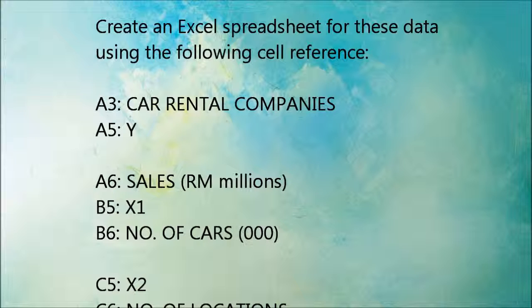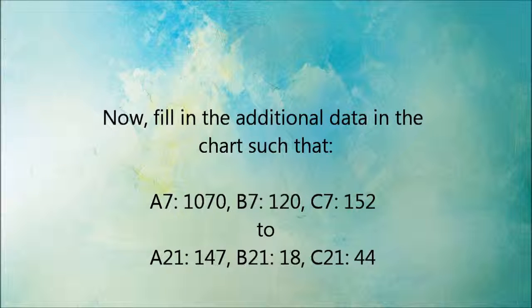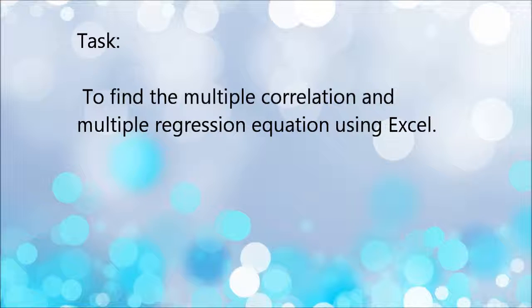Of locations. Next, change the column width to match the above table, and change all figures to number format, 0 decimal places. Now, fill in the additional data in the chart such that in cell A7, we key in 1070, in cell B7, we key in 120, in cell C7, key in 152. We continue to complete them, all the way for cell A21 to C21. Let's try it ourselves. The task here is to find the multiple correlation and multiple regression equation using Excel.